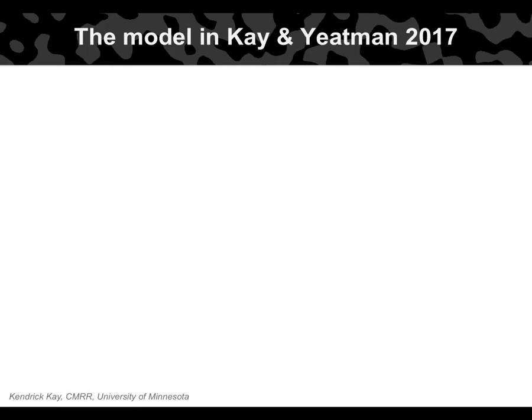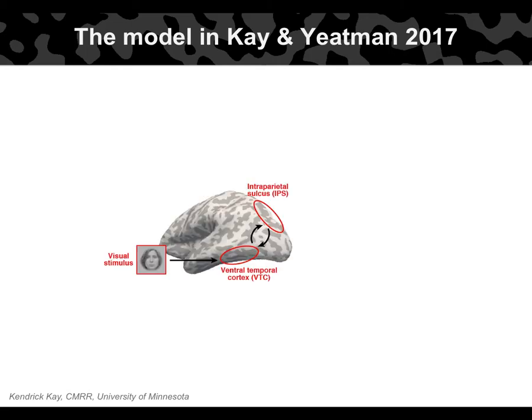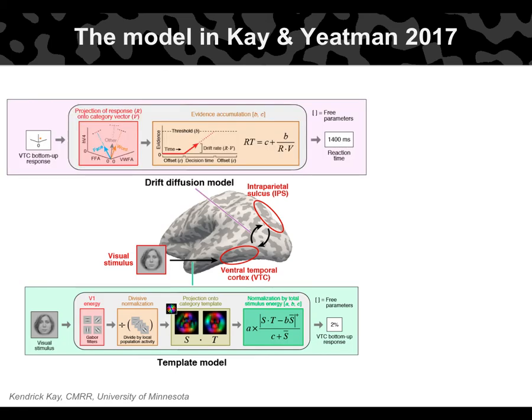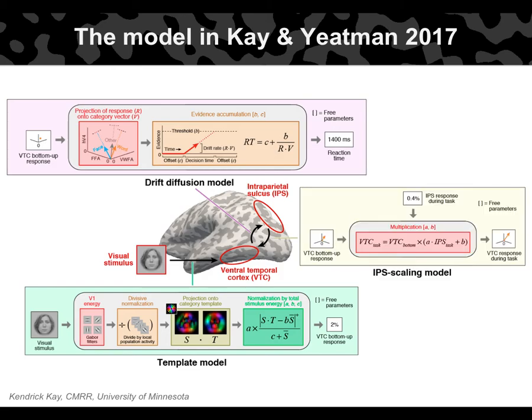So just to put it all together, in terms of the Ford model, we dealt with a template model to describe how high-level areas are representing the stimulus. We dealt with how this representation seems to be used for a decision happening in IPS, and we dealt with how we believe IPS is back projecting on visual cortex, ventral visual cortex, to induce some top-down modulation process.